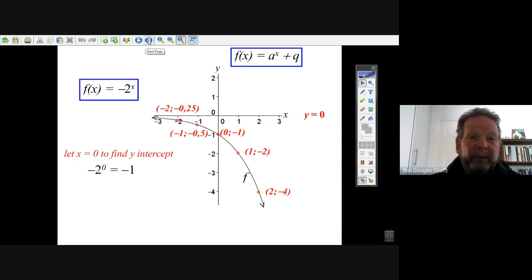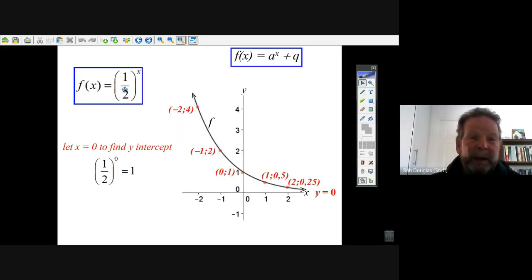What happens if instead of 2 to the x, we made it a half to the x power? Well, a half to the first power is just a half. A half to the second power is 1/4. A half to the 0 power is 1. But a half to the -1 means you're supposed to go 1 over a half. You turn it upside down, it becomes 2. And a half to the -2 power, put it in your calculator, you'll see it becomes 4.